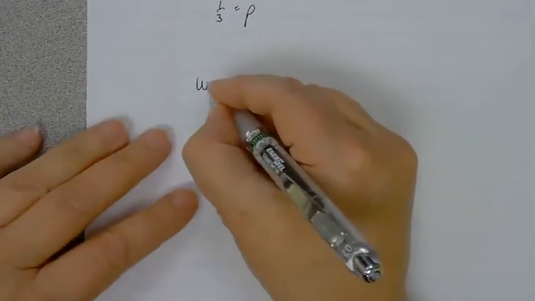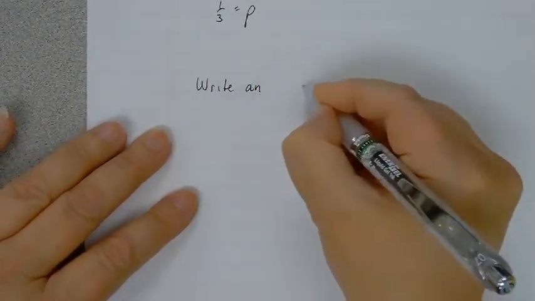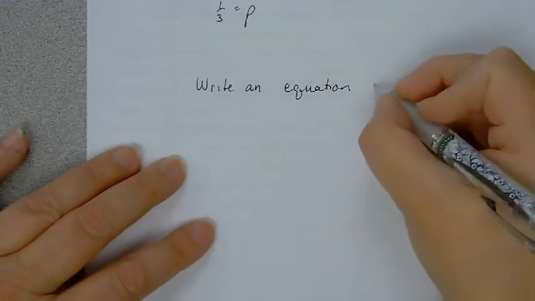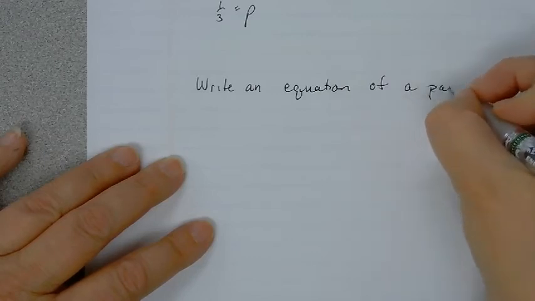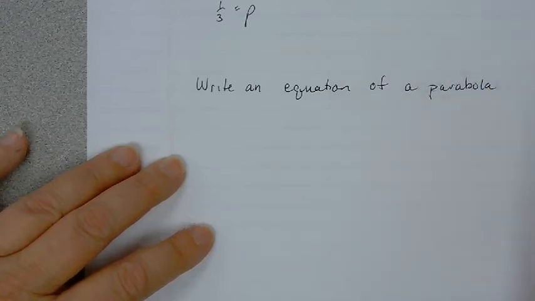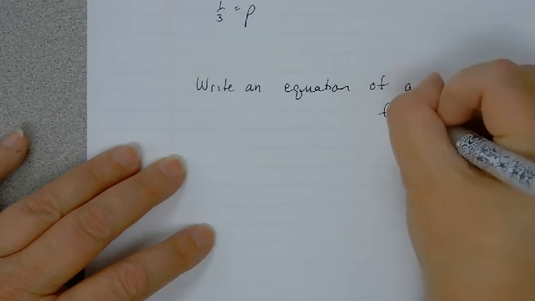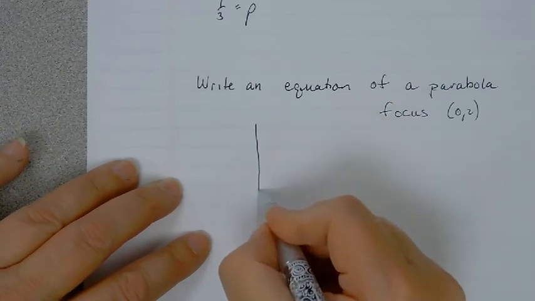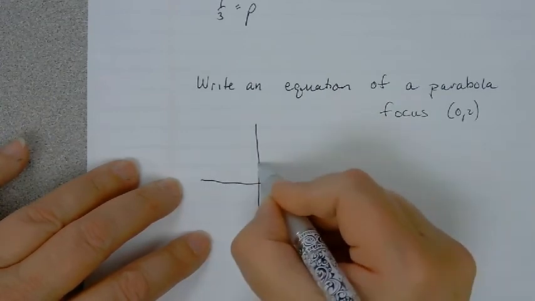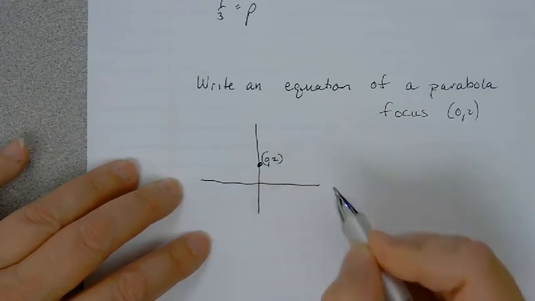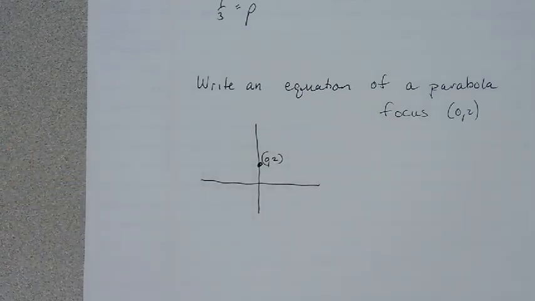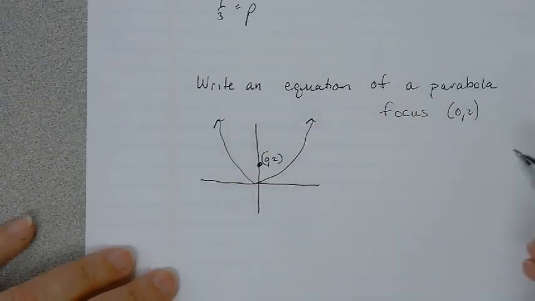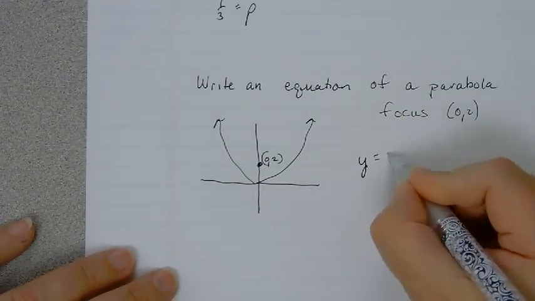Let's write an equation of a parabola that has a focus at 0, 2. Let's think about what that would look like. If it has a focus right here at 0, 2, well, the focus is the point always on the inside of the parabola. So that means my parabola is going to go something like this. And this just happens to be a y equals x squared parabola.